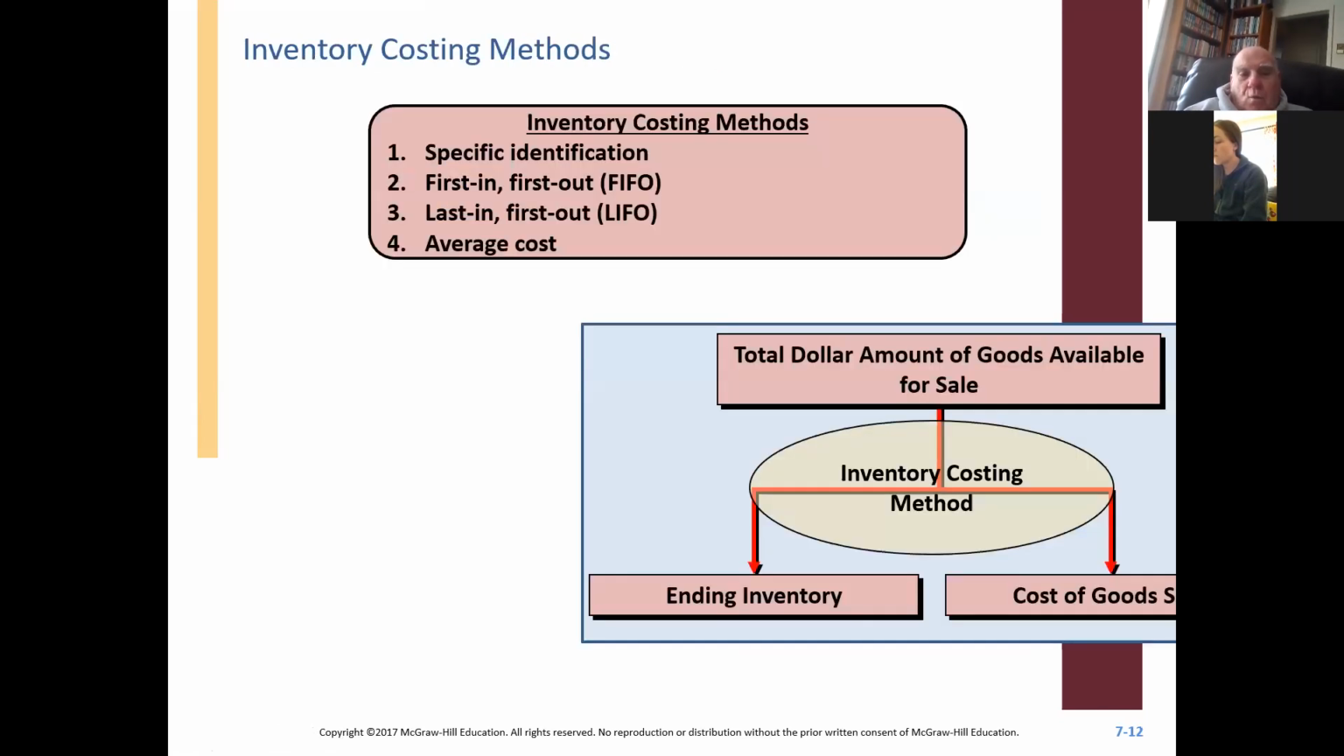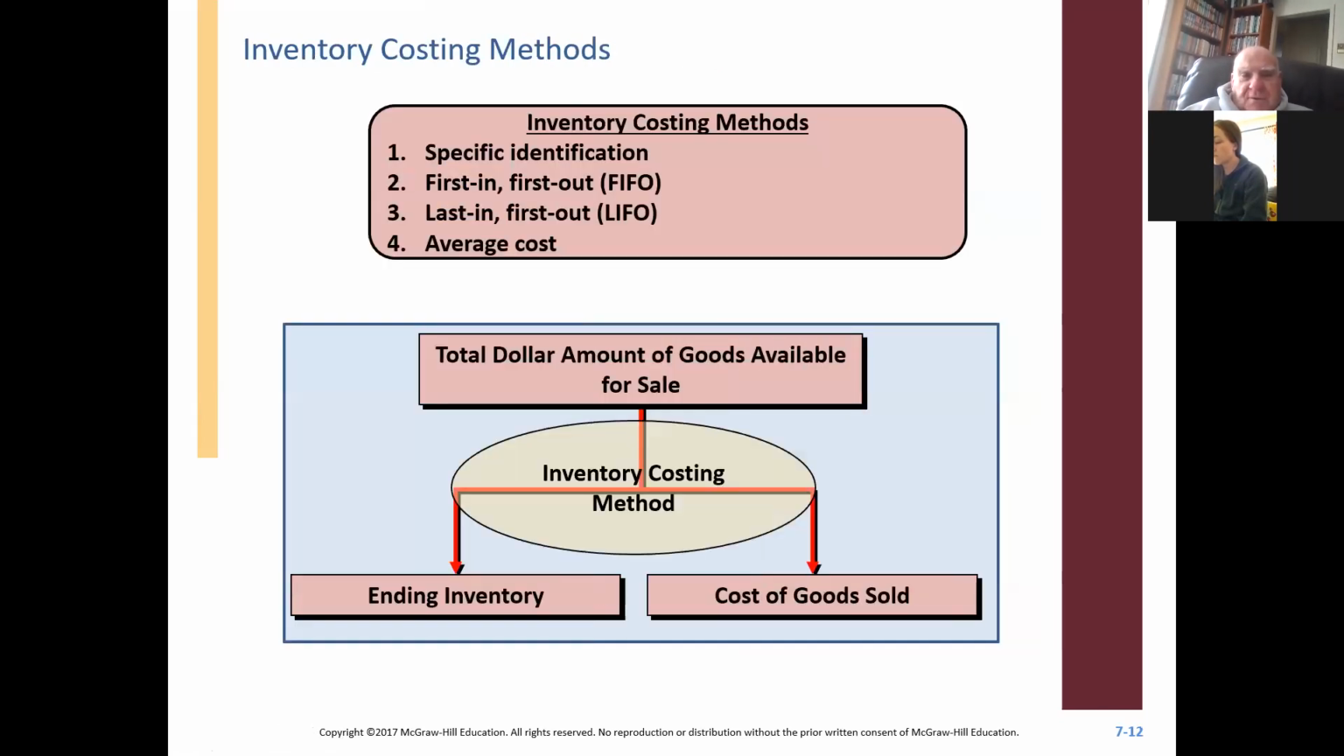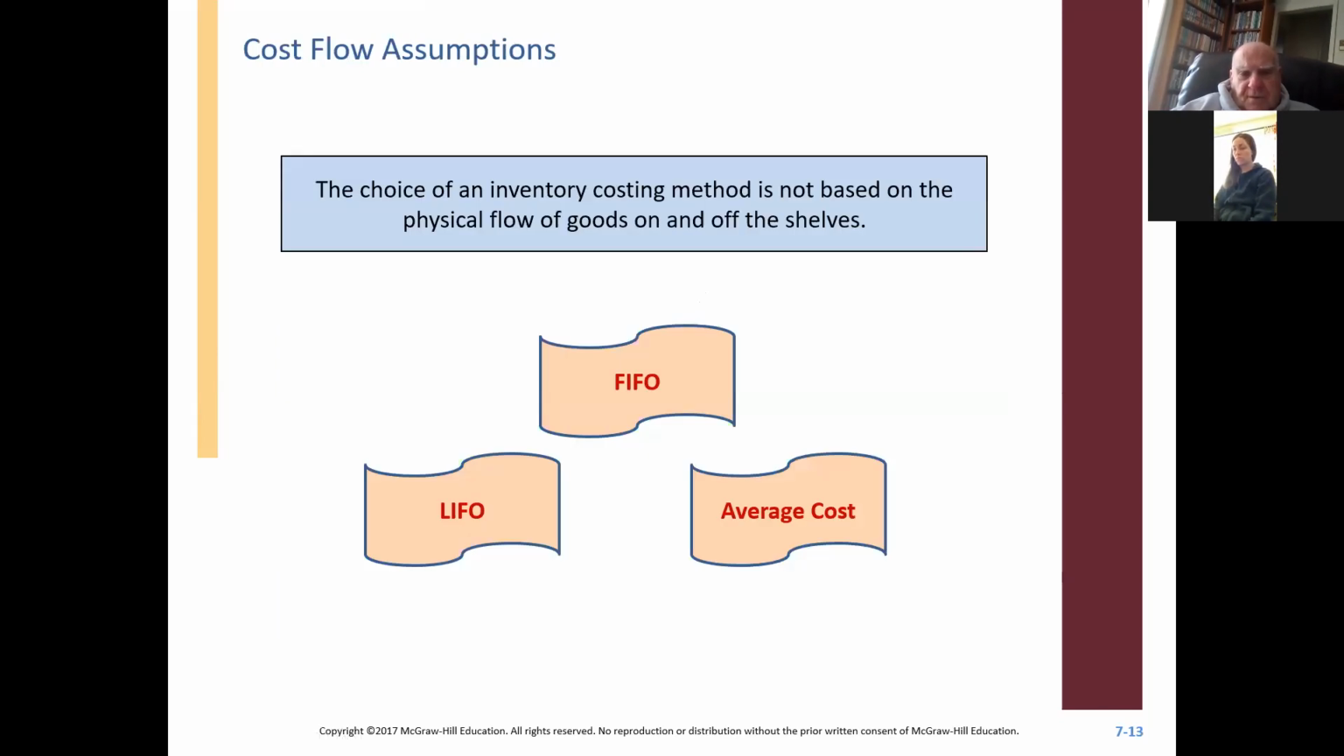Okay? What are our four methods? FIFO, LIFO, average cost, specific ID. Okay. Please remember, everybody, the total goods available for sale is the same for all methods. That's your starting point. That's your beginning inventory plus what you purchased during the month. So what these methods do is take that available and figure out how much of it belongs in the inventory and how much of it you sold, okay?